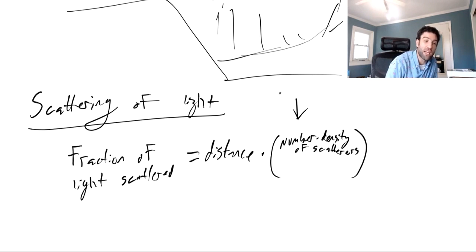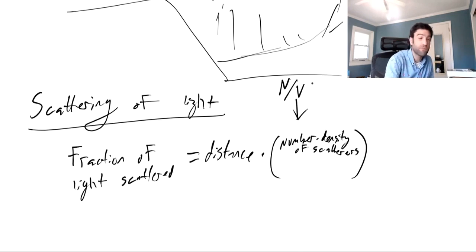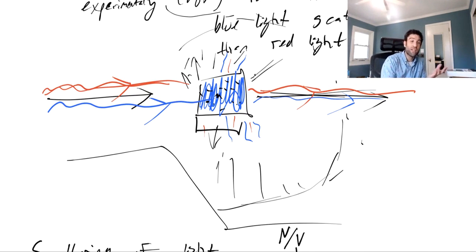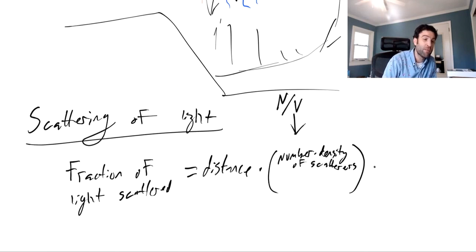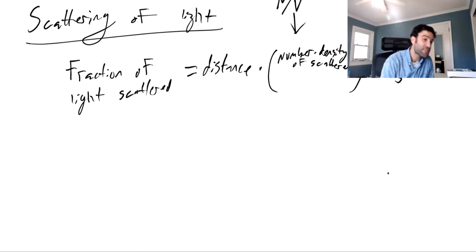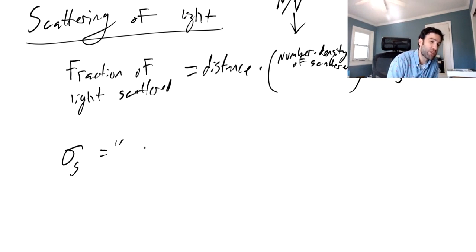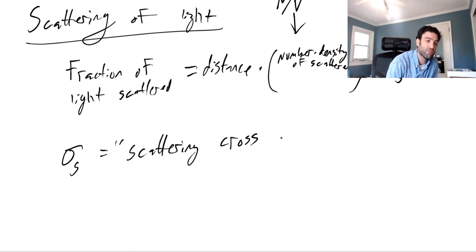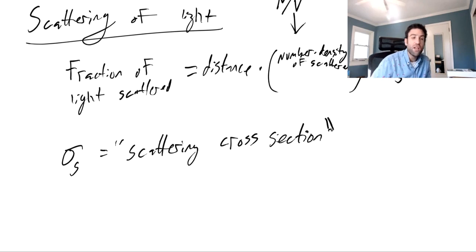So this might be the number of scatterers divided by the volume. If you have dust floating in water, you've got a certain number of flecks of dust in a certain volume of space. And dividing those two things would give you this number density of scatterers. And then finally multiplied by this thing. This is the Greek letter sigma sub s. And sigma sub s is what's known as the scattering cross-section. Okay, so this scattering cross-section is something that you can measure, right?